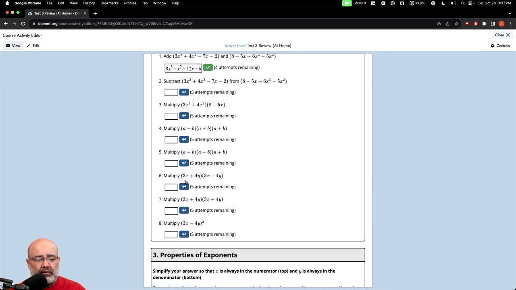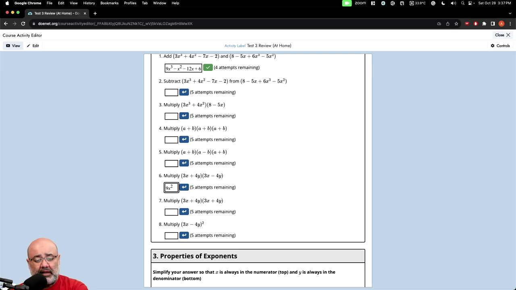Moving on. This is a difference of squares because we have a 3x, a 3x, a 4y, a 4y. One of them's a plus, one of them's a minus. So this one I'm actually going to do directly in my head. The formula is a squared minus b squared. So if I square the first term, I'm going to get 9x squared.